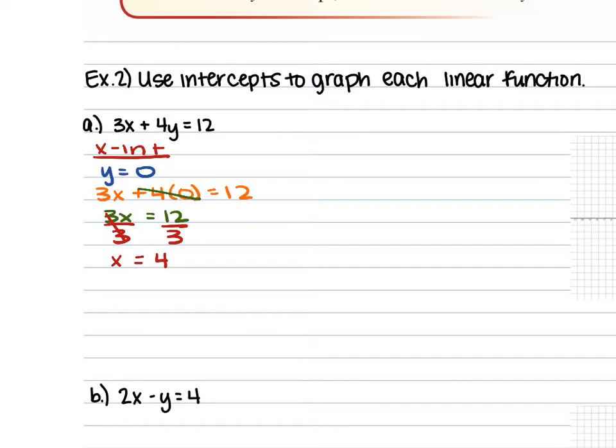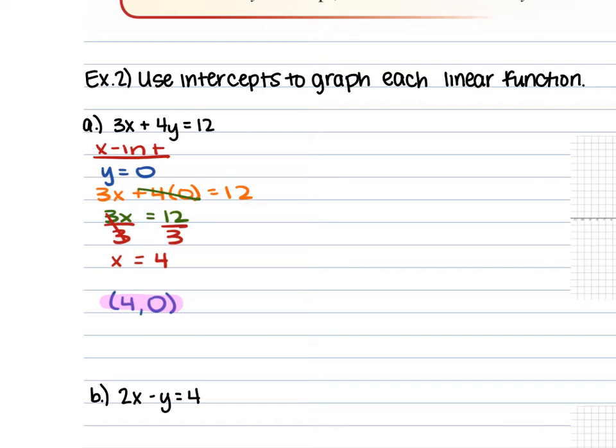Just because x is equal to 4 doesn't mean that gives you your ordered pair. The X-intercept is the ordered pair something comma 0. So in order to give your X-intercept, it's 4 comma 0, not x is equal to 4. So your X-intercept is that 4 comma 0.